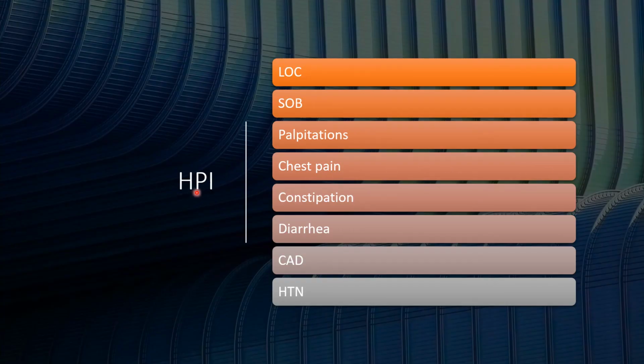Still on history of presenting illness, any history of loss of consciousness, shortness of breath, palpitations, or chest pain. Why? We are already dealing with complications of diabetes, constipation, diarrhea, coronary artery disease like heart attack, hypertension. We need to ask about all this so we know whether this diabetes has stayed long or not.